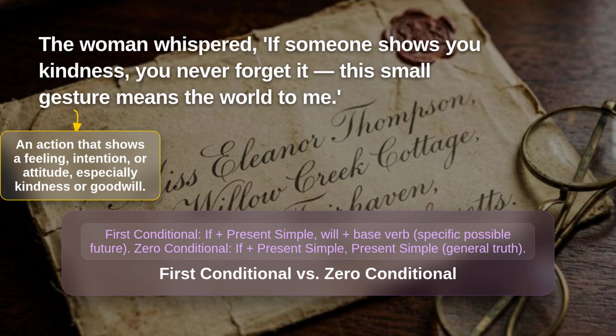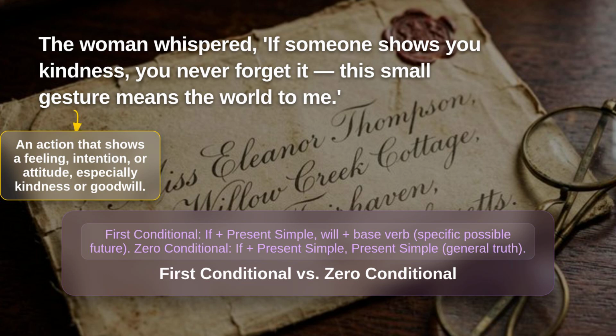The zero conditional talks about things that are always true, general truths or facts of life. If someone shows you kindness, you never forget it. This is always true. It is not about a specific future event. It is about a universal truth. So what is the difference?